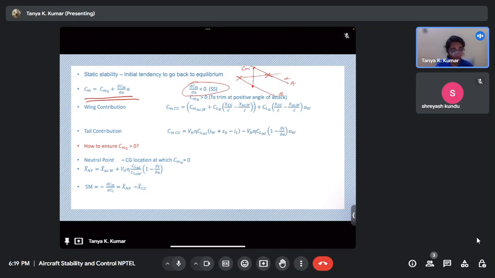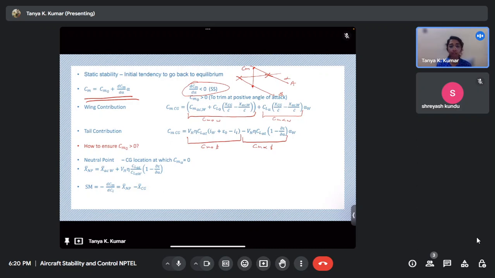So the wing coefficient has two components, and the tail contribution has two components. This is the Cm naught contribution by the wing. This entire thing is the Cm alpha contribution by the wing. This is the Cm naught contribution of the tail, and this entire thing, including the negative sign, is the Cm alpha contribution of the tail. Okay, so now you can see that we require Cm alpha to be less than 0.